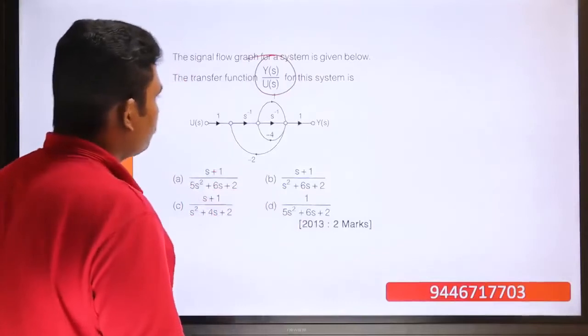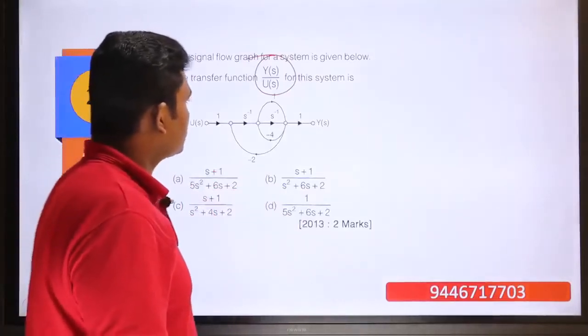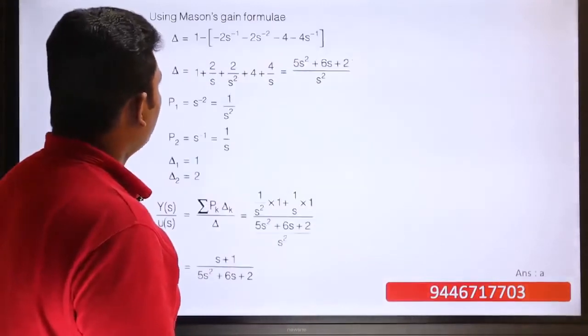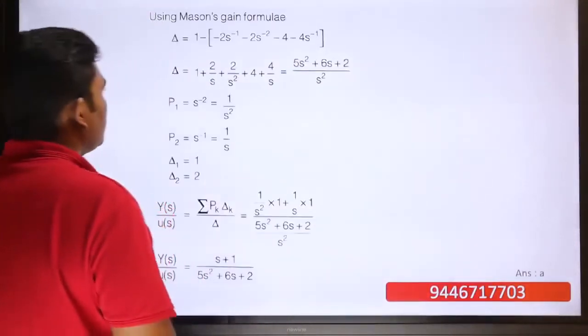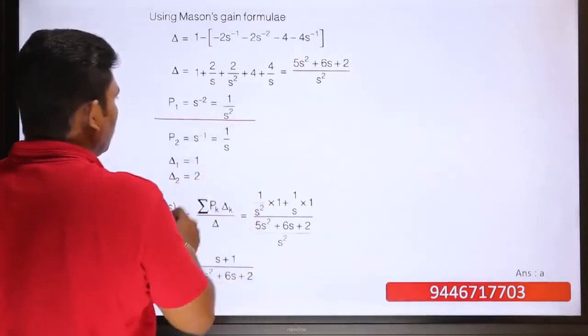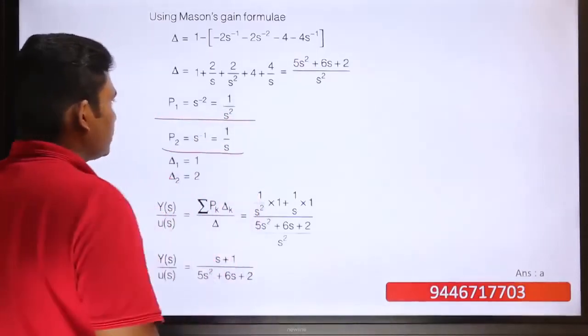The transfer function y of s divided by u of s for the system. So this is a really simple question. We will have to apply the Mason's gain formula and we will be getting the answer. So applying the Mason's gain formula, finding the value of P1 and P2. P1 is equal to 1 by s square and P2 is equal to s raised to minus 1.